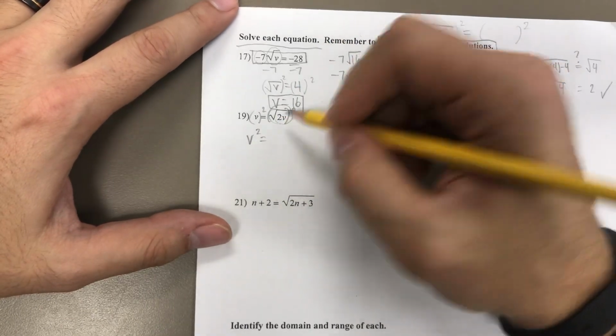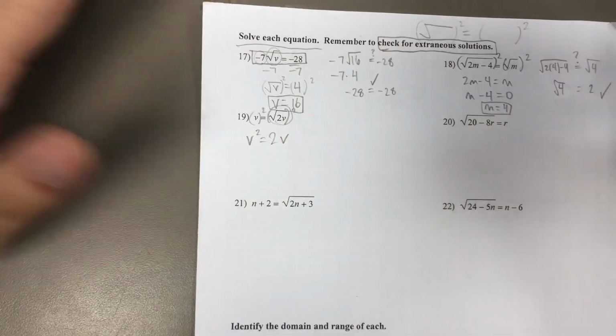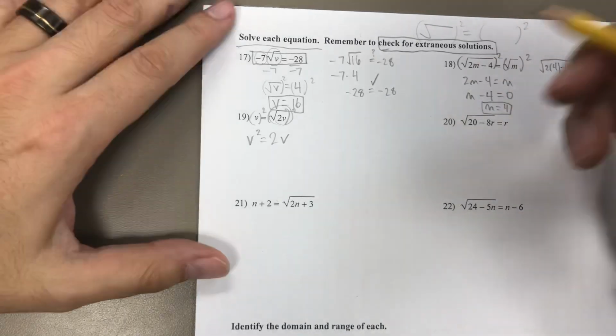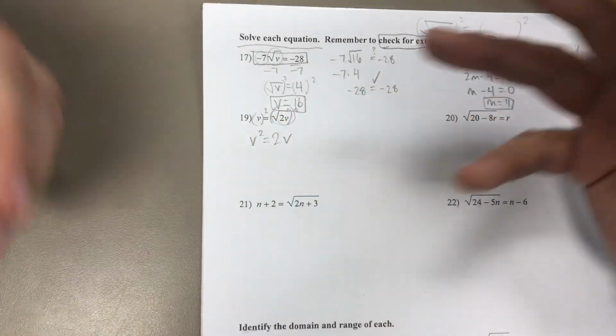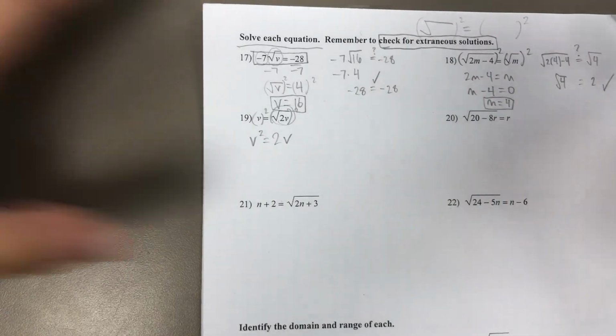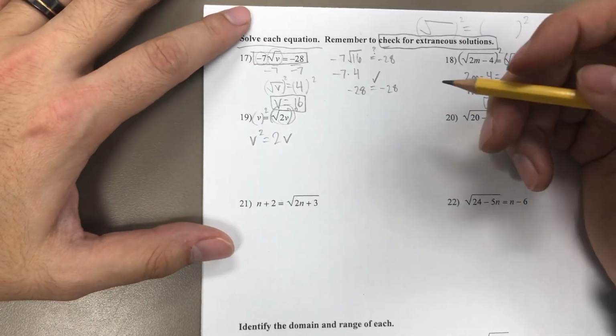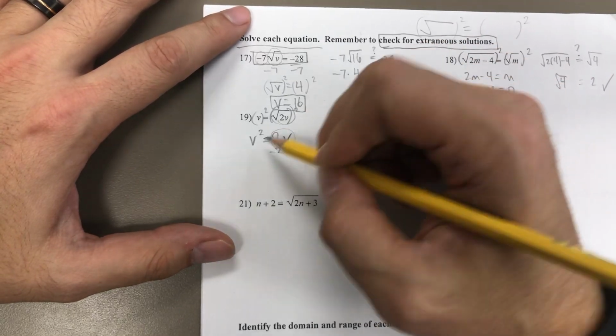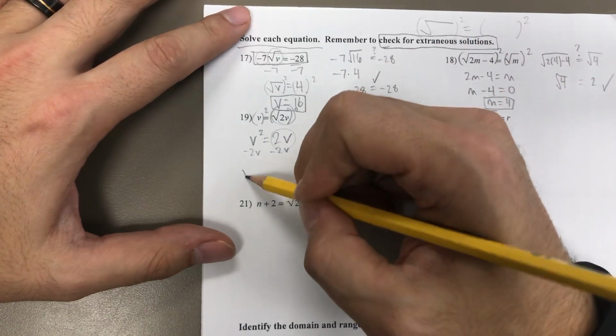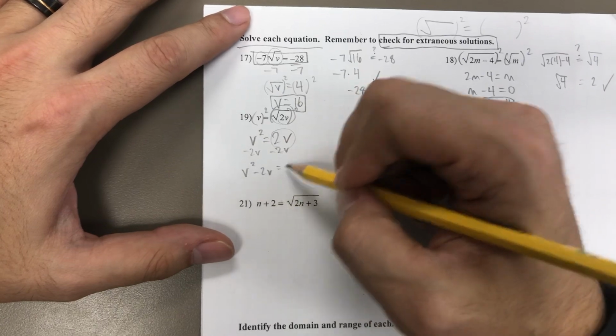If I square this side, the square root just goes away and I get 2v. Now, some of you guys get confused on how to solve this. Here's how you solve it. Whenever you have a v squared or an x squared or anything squared, any variable squared, you need to zero out one side, okay? So I need to turn this into a 0. The only way to do that is to subtract 2v from both sides. So I get v squared minus 2v is equal to 0.